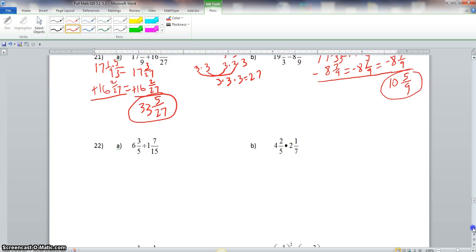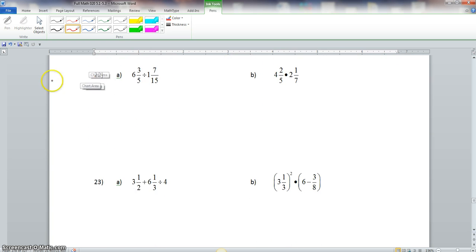Now we scroll down here to 22. Now first we have to change this mixed number to an improper fraction. This will give us 33 over 5 divided by, this will give us 22 over 15. Now we'll take 33 over 5, leave that the same. Division becomes multiplication, and we take the reciprocal of the second factor. Now we want to simplify.